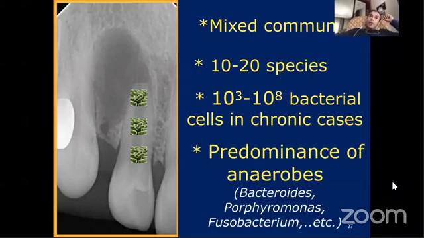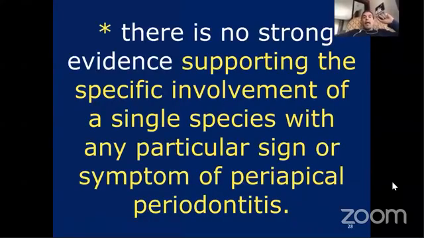What are the types of bacteria inside the pulp space? Anaerobic bacteria predominate, like Bacteroides, Porphyromonas, and Fusobacterium. There is no strong evidence supporting the specific involvement of a single species with any particular sign or symptom of periapical periodontitis. So we could not relate certain symptoms or signs to certain species of bacteria. We could not find this strong relationship.